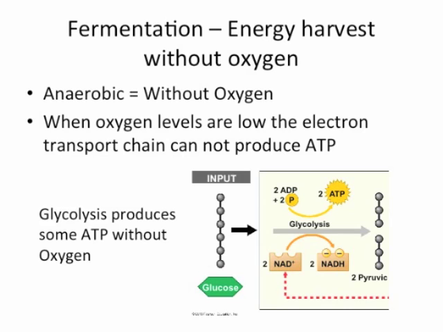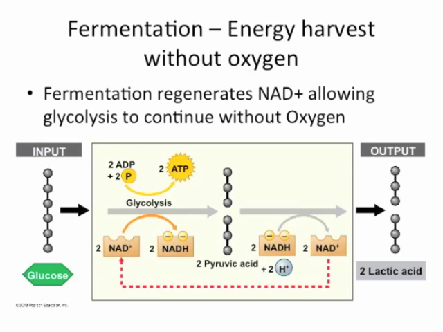So a process called fermentation is going to regenerate NAD+, allowing glycolysis to continue without oxygen. And here's what it looks like. The left side of this graphic is glycolysis. Glucose is converted to pyruvic acid, ADP is converted to ATP, NAD+ is converted to NADH. And what fermentation is going to do is take this pyruvate and convert it into something else. So here, this is lactic acid. And in the process, it's going to take your NADH and convert it to NAD+.